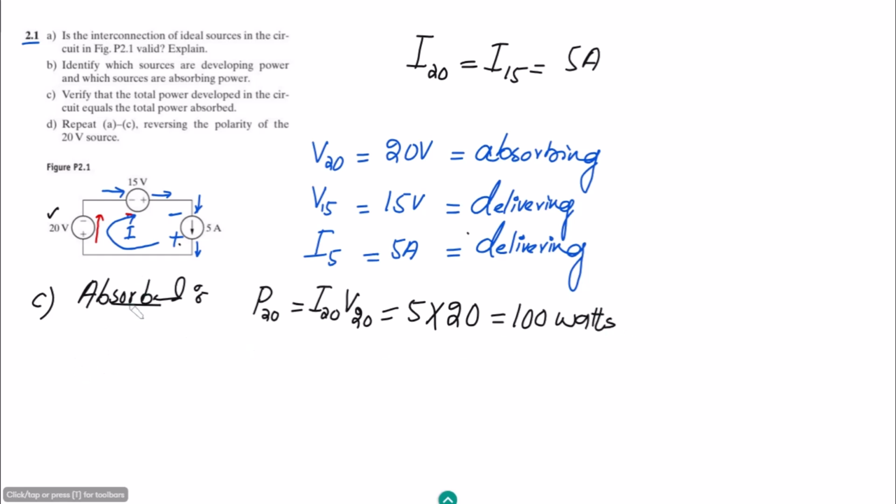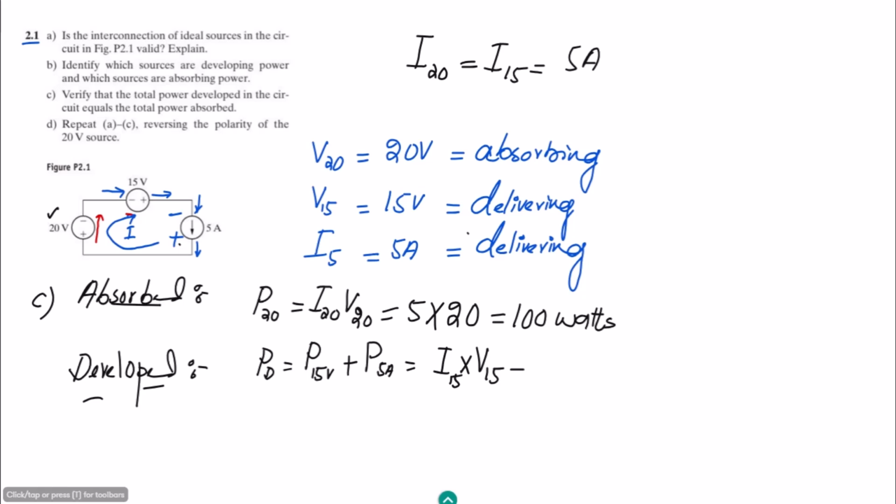Okay, similarly the other one is the developed power. So let me write here about the developed power. So what is the developed power? The total developed power is the power which is developed by this 15 volt source plus this 5 ampere source. So therefore the power developed by this 15 volt source is I15 multiplied by V15, plus the power developed by this current source is I5 multiplied by V5.